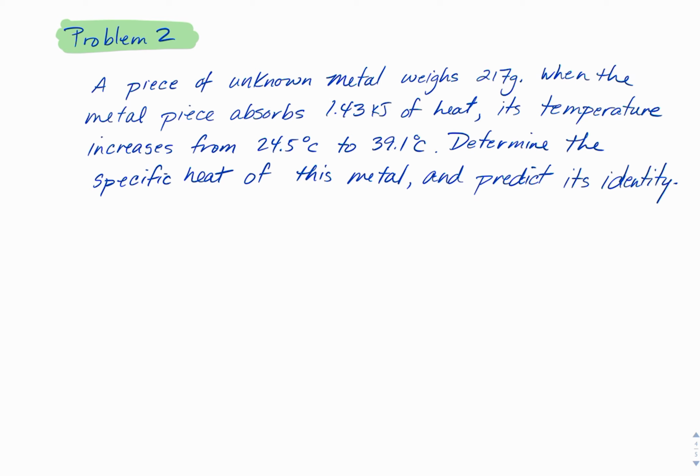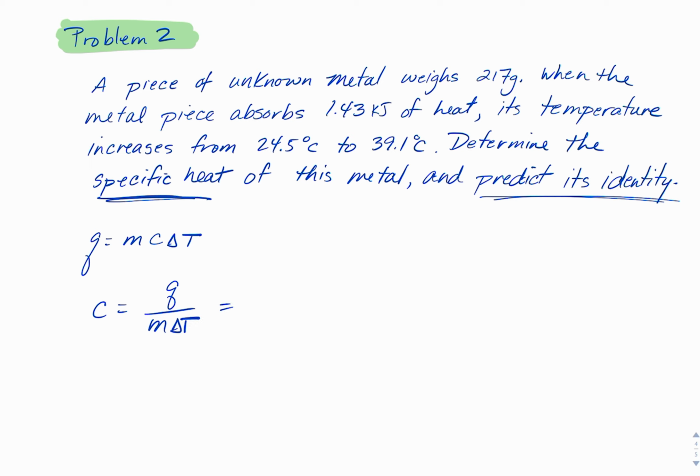It says a piece of unknown metal weighs 217 grams. When the piece of metal absorbs 1.43 kilojoules of heat, its temperature increases from 24.5 degrees C to 39.1 degrees C. Determine the specific heat of this metal and predict its identity. I'll show you how to do the predicting identity in a second. So we're still going to use the same equation, Q equals MC delta T. We're wanting to determine the specific heat, so we can rearrange that to C equals Q over M delta T.